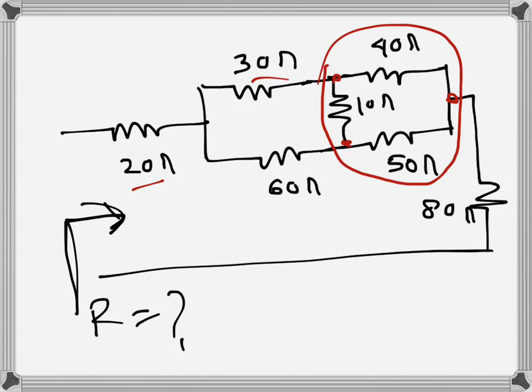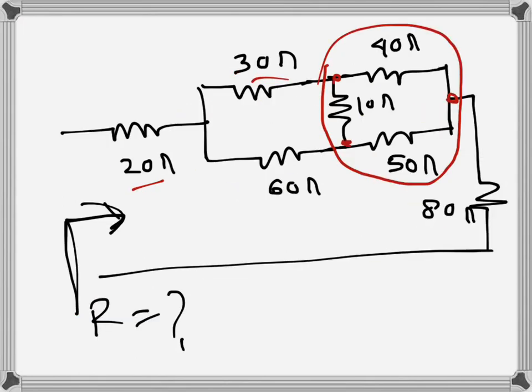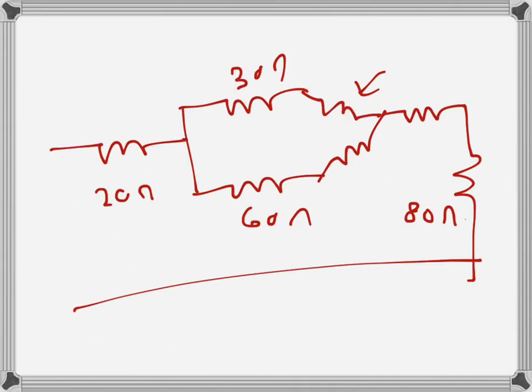Now the value of the one connected at this node will be 40 times 10, because these two resistances are connected at this node, divided by the sum of the three delta resistances. So that's 50 plus 10 plus 40, that is 100. So this becomes 4 ohms.